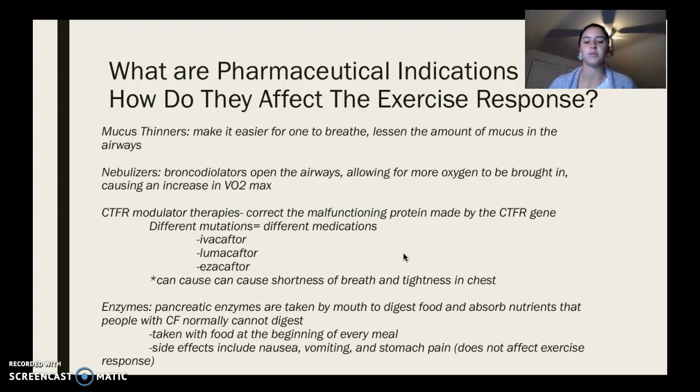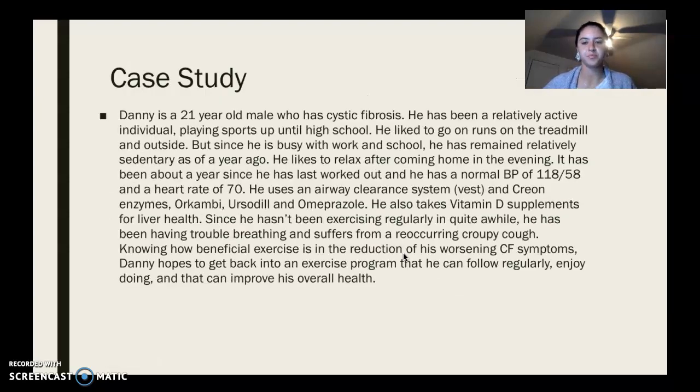As I said, people usually take enzymes. These pancreatic enzymes are taken by mouth to digest food and absorb nutrients that people usually can digest, but these people with CF cannot. They're taken with food at the beginning of every meal, and the side effects include nausea, vomiting, and stomach pain, but this does not really affect exercise response unless someone's stomach is hurting or something of that sort, then you'd probably have them stop the test.